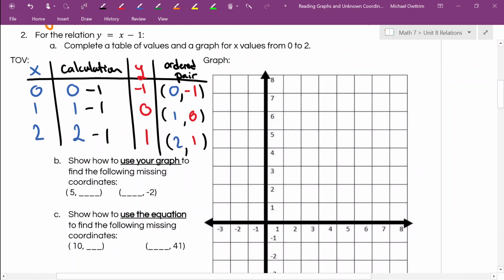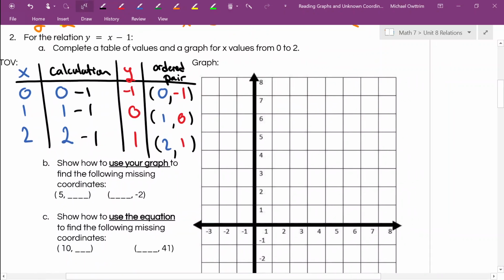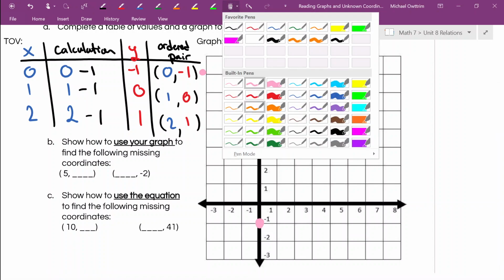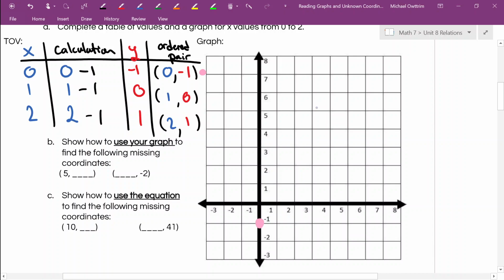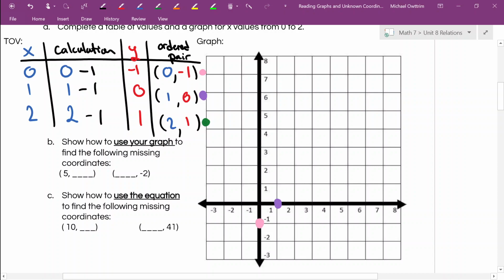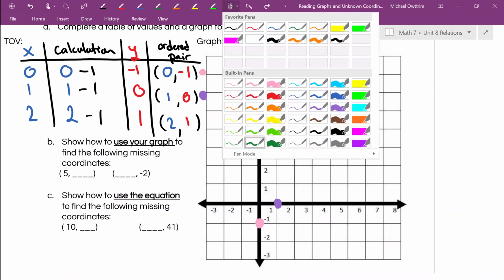We can then go ahead and plot these points on the graph. So I use some different colors here just to show the different points. First point here at 0, comma, minus 1 means it goes 0 left or right and 1 down. My next point, let's do in purple, is at 1, comma, 0. So that means 1 to the right and 0 up or down. And my last point here is 2, comma, 1. I'll use a different green for that.